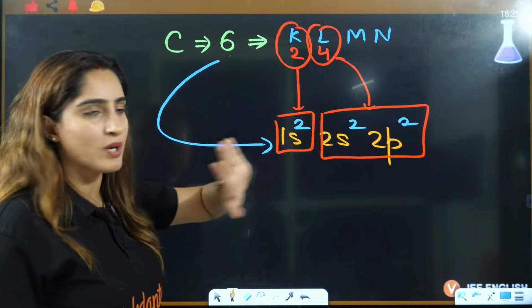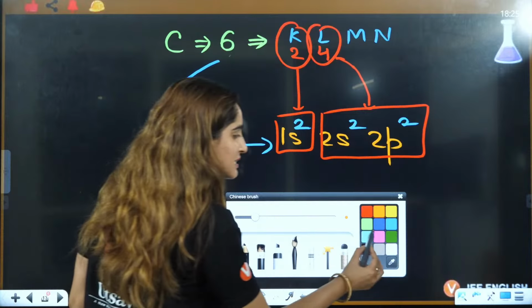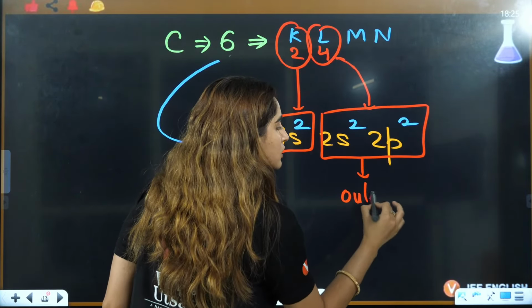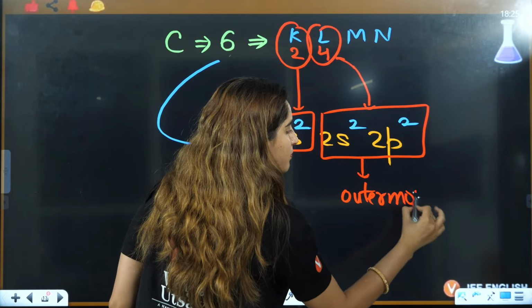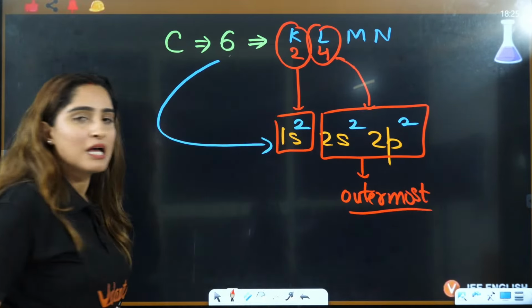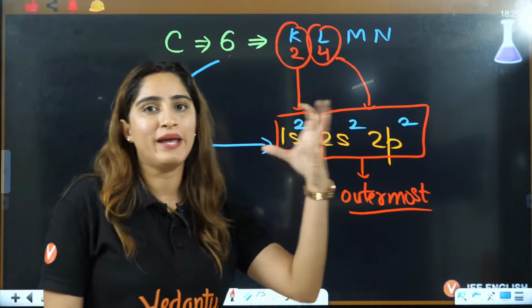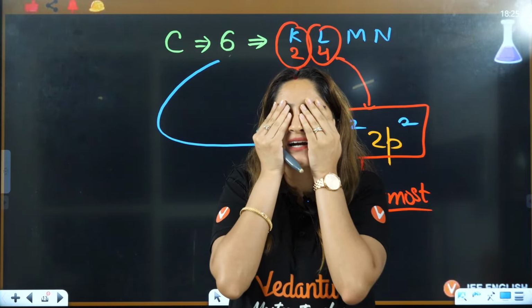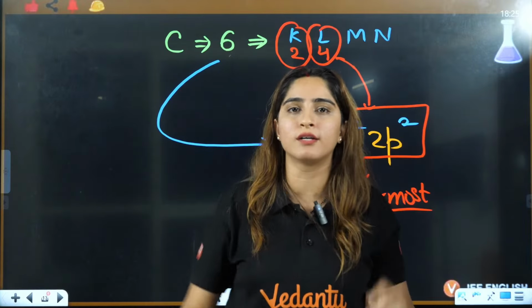This is 1s2, 2s2, 2p2. Now students, this is called the outermost orbital. Can you see the outermost? Now, inner core electrons are busy. Inner core electrons are like, no, I can't see anyone. They are like locked in, right?